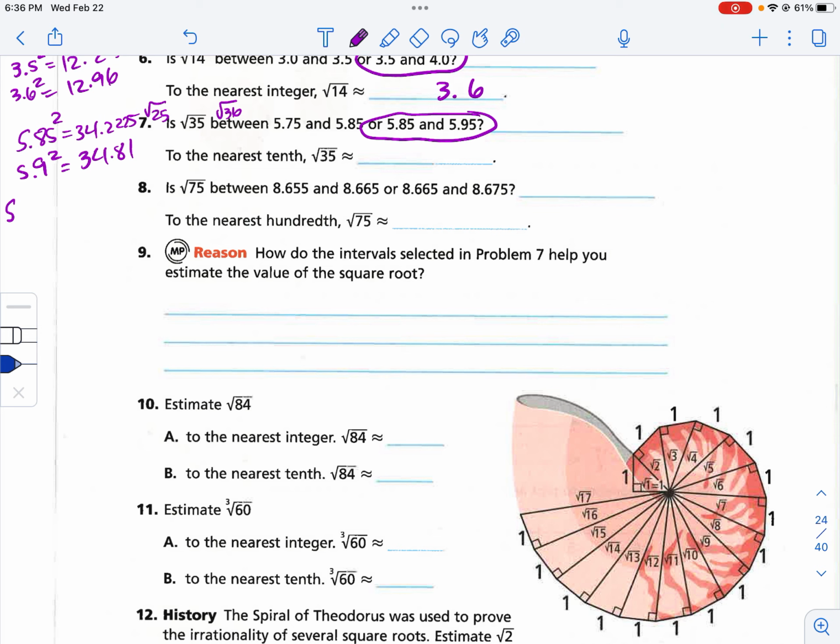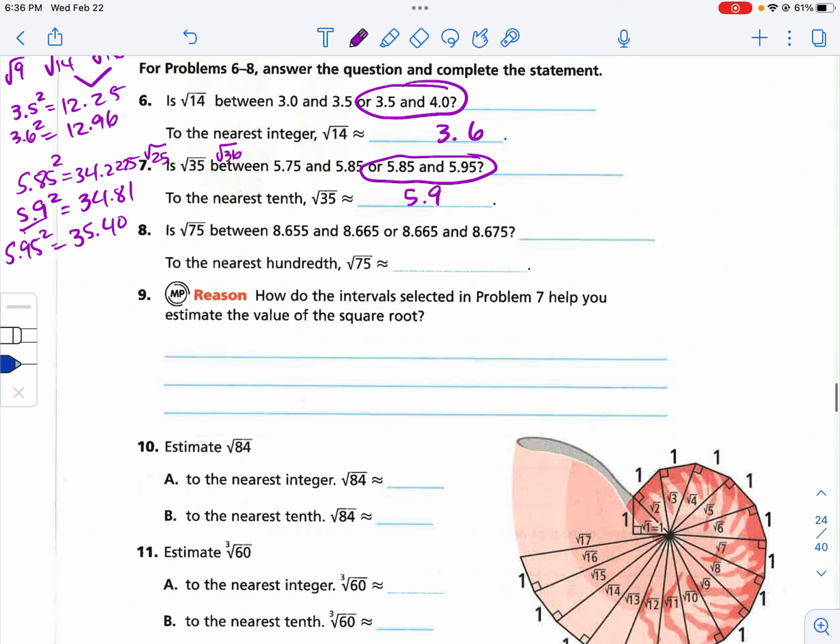And 5.95 squared gets me 35.40. So it's closer to 5.9. So the square root of 75 is between the square root of 64 and the square root of 81. This is 11 away. This is 6 away, so it's closer to the 81.